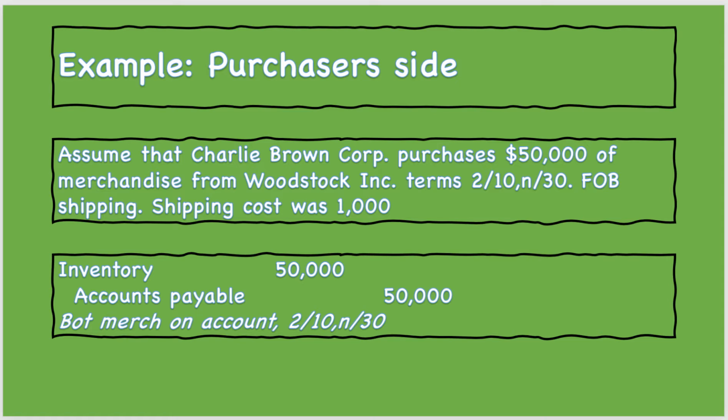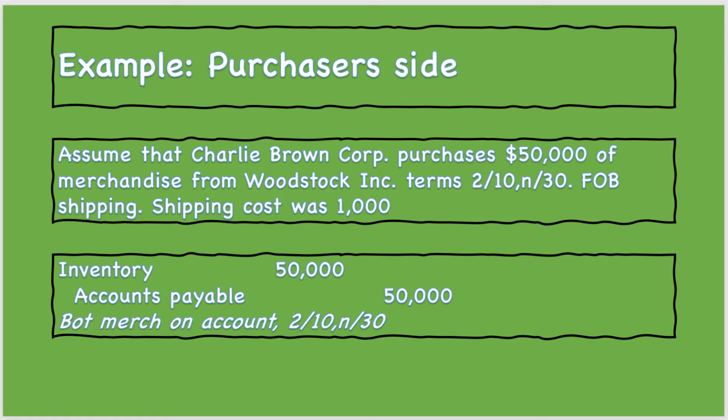We receive a purchase invoice. That purchase invoice says that we ordered $50,000 of merchandise from Woodstock Incorporated. We have 2/10 net 30. The total purchase price of this invoice is $50,000 and it has FOB shipping. First thing we need to do, when we get that purchase invoice, is book the entry. This should be review. What do we do?